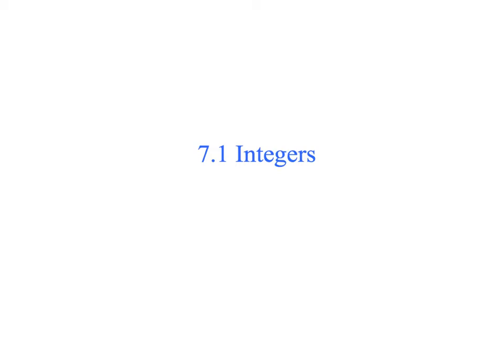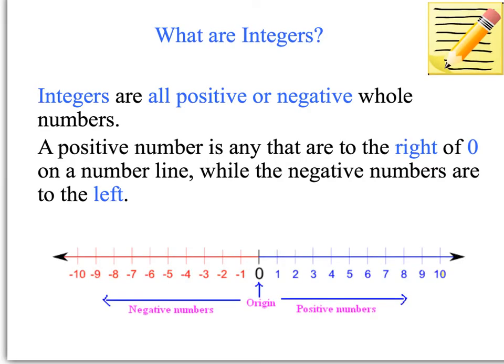Today we'll be starting a new chapter. So this is chapter 7 and we're looking at integers for 7.1. Now you've been working with integers your whole life, but you just don't realise they're called integers, maybe. Integers are actually all positive or negative whole numbers. So another name for that is integers, not just numbers.